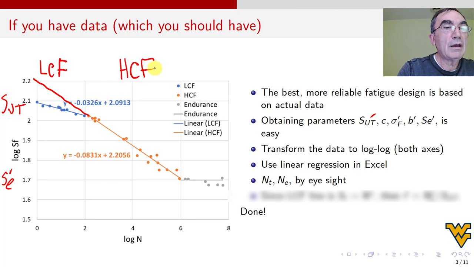Okay, so when I extend this line, I have an intersection, and here I have sigma f prime. But sigma f prime, 10 to the 2.2. It's something like 160, I think. Let me use the calculator, shift 10 to the x, 2.2. Or rather 2.2056, because this is the intercept. It's right there, yes? That's 160, okay? 160.